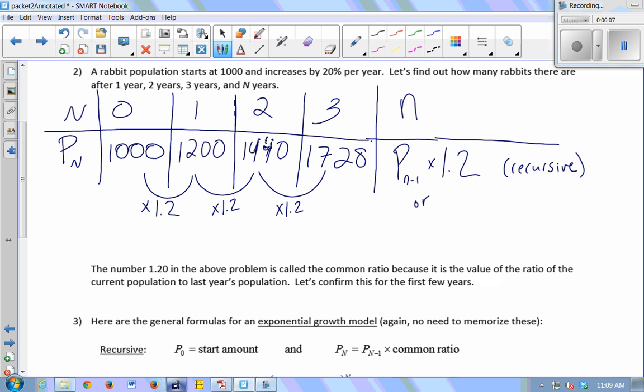If I want an explicit formula, I'm going to use the fact that I'm starting at 1,000 and repeatedly multiplying by 1.2. So I'm going to start at 1,000 and multiply by 1.2 repeatedly. What mathematical operation do you use to indicate repeated multiplication? Exponents. So how many times do I multiply by 1.2? However many years it is. So this is going to be 1.2 to the n.